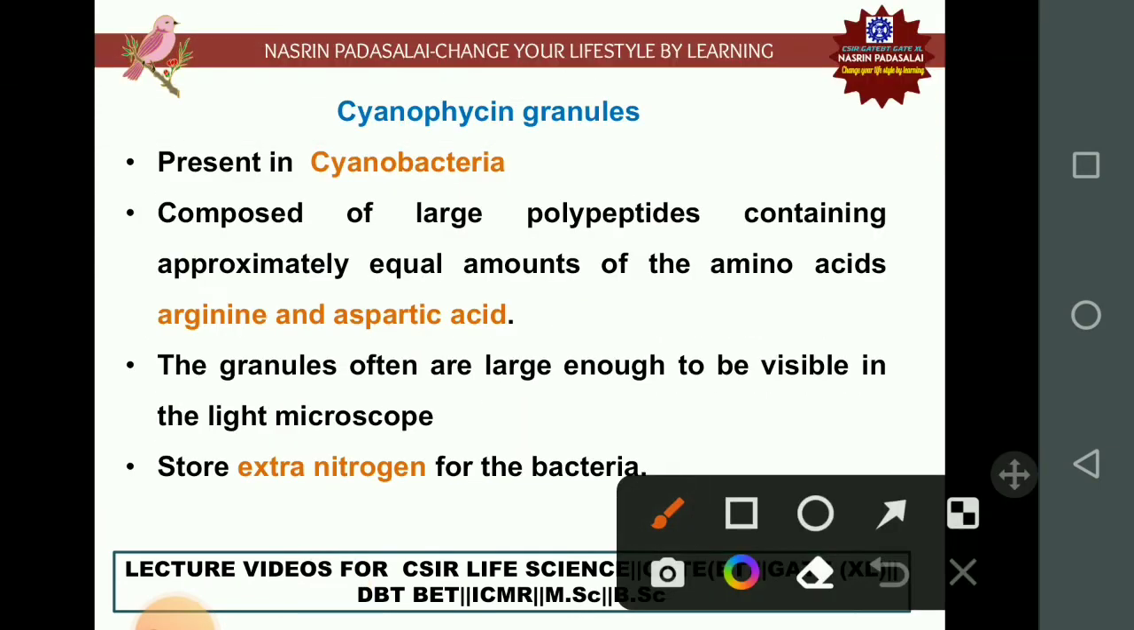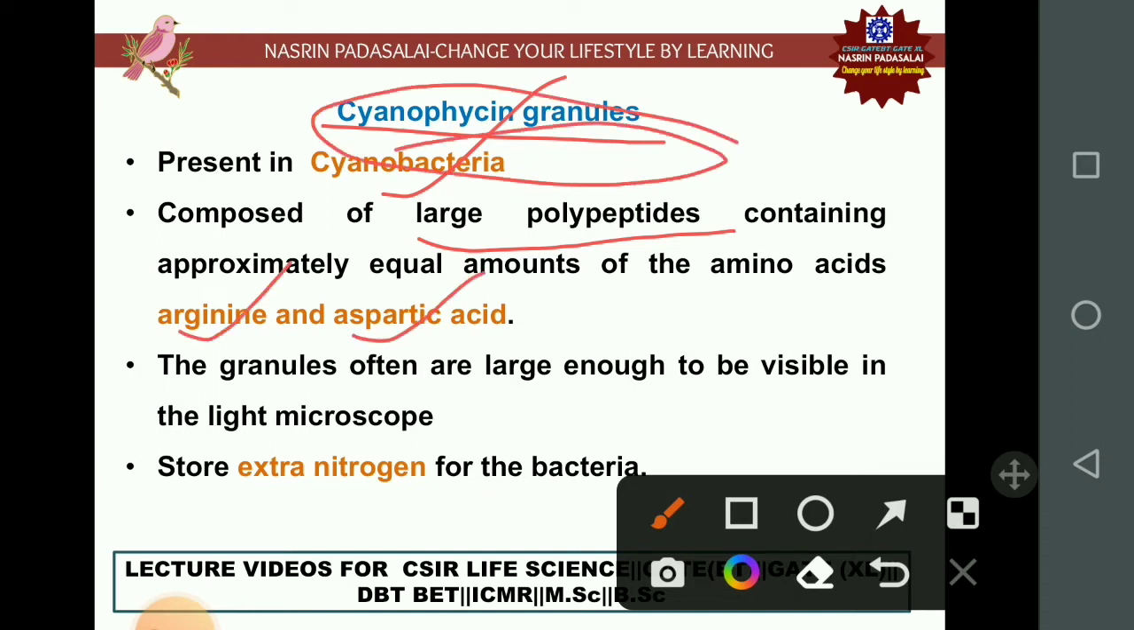The next thing is regarding the cyanophycin granule. This cyanophycin granule is present in cyanobacteria, and it is composed of a large polypeptide chain consisting of approximately equal amounts of amino acids. That is, this granule consists of a large polypeptide made up of a large amount of the amino acids arginine and aspartic acid. And this granule we can easily observe under a light microscope.